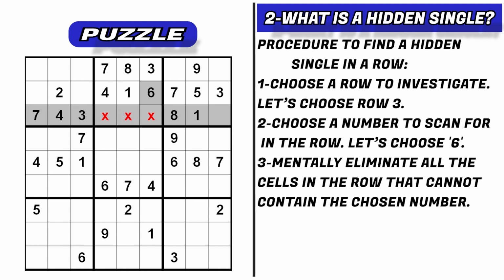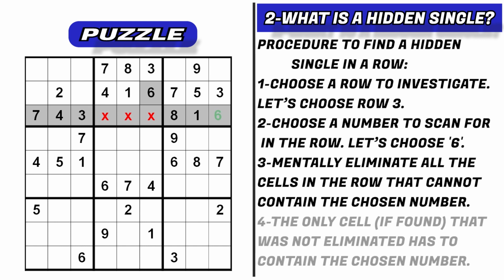As you know, one of the rules of Classic Sudoku is that the number cannot be repeated in a box. This mental cell elimination is the most important step in the process. Step number 4. If you are left with only one cell that was not eliminated at step number 3, that cell hides a single, which is your chosen number.